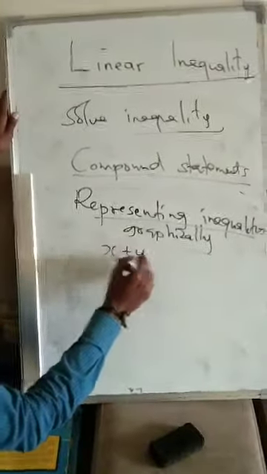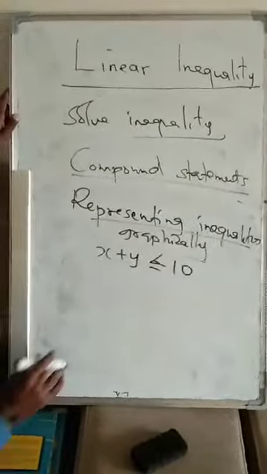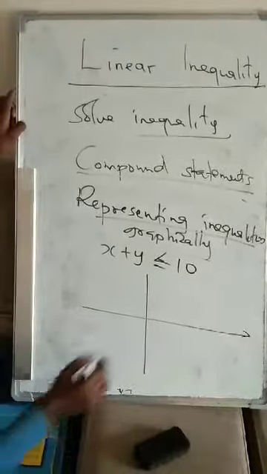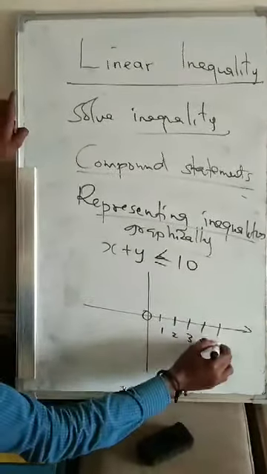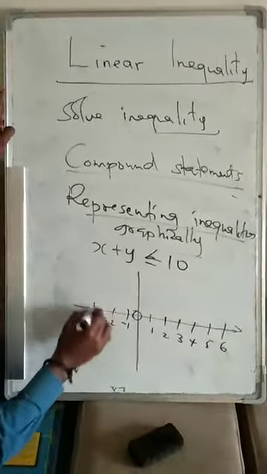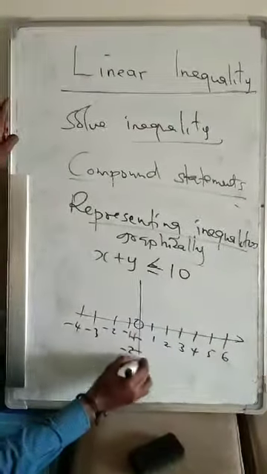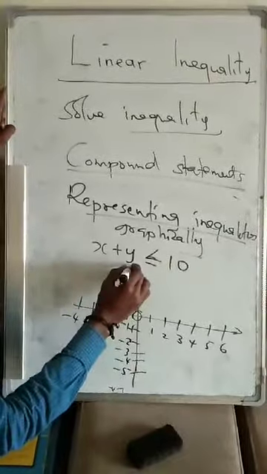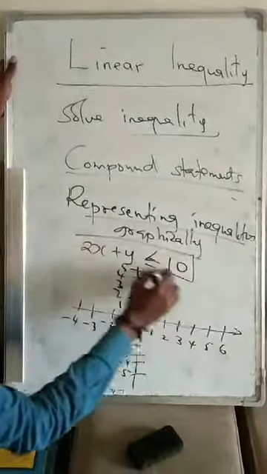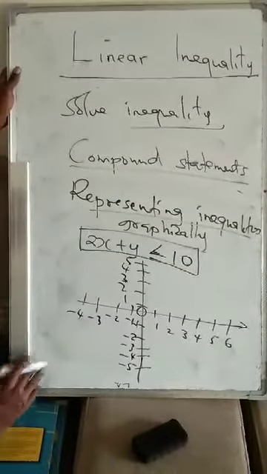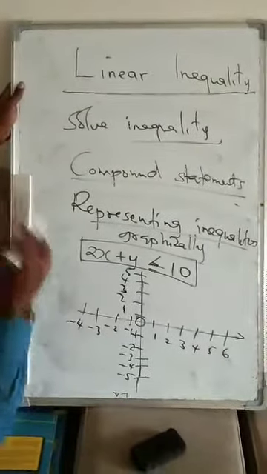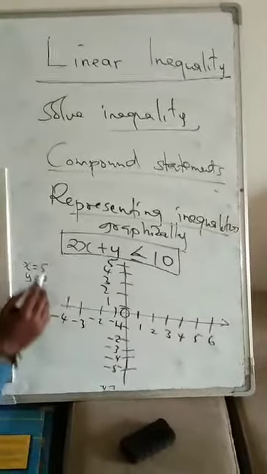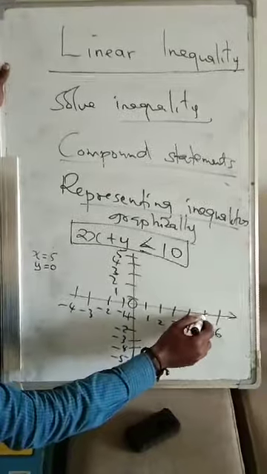What if I have 2x plus y is less than or equal to 10? So in this case here, to represent the line, this is what we say. We draw the Cartesian plane, 0, 1, 2, 3, 4, 5, 6, negative 1, negative 2, negative 3, negative 4, negative 5, 1, 2, 3, 4, 5. You can put 2x here so that you don't cover more space. So we want to represent this one. We pick some two points that will satisfy the inequality. Let's say if x is 5, y will be 0. 2 times 5 is 10 plus 0 is that. So we plot 5 and 0. 5 and 0 is there.